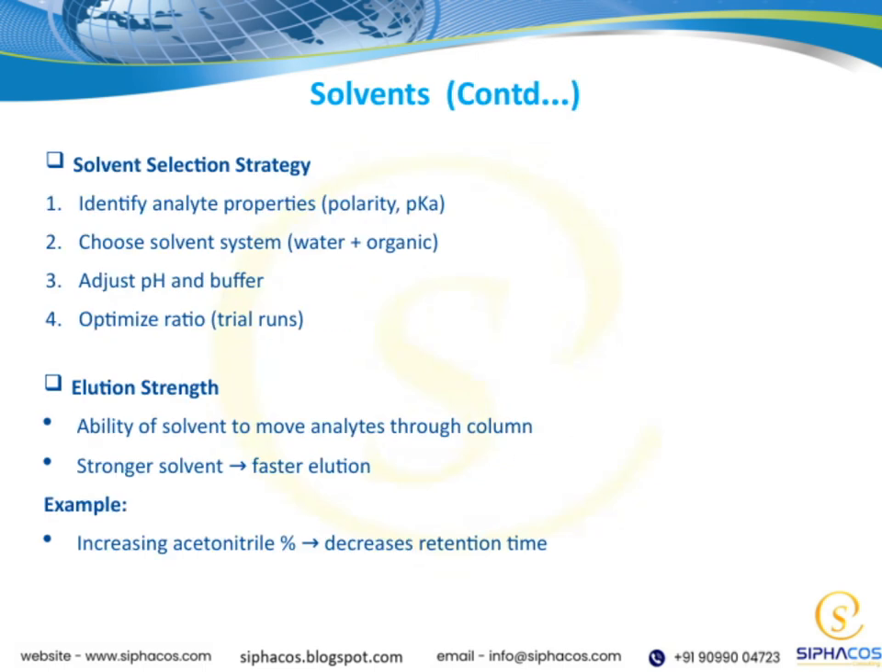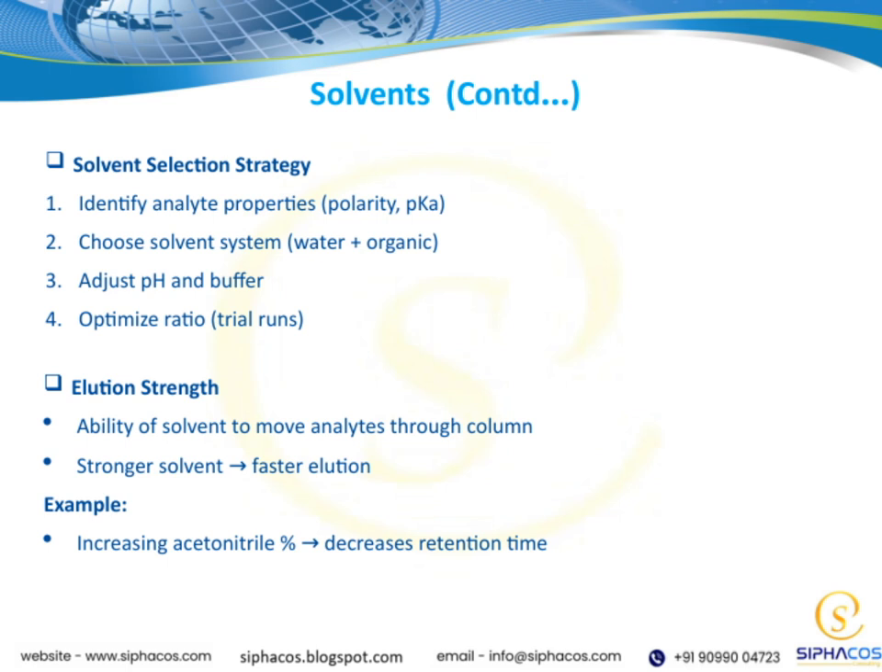Let's talk about the solvent selection strategy. First, we need to identify the properties of our analyte, such as its polarity and pKa. Understanding these characteristics helps us choose the most suitable solvent system, which typically involves a combination of water and an organic solvent. Once we've selected the initial solvents, we may need to adjust the pH and buffer conditions to improve separation. Next, it's important to optimize the ratio of solvents through trial runs. This helps us find the best balance for effective elution.